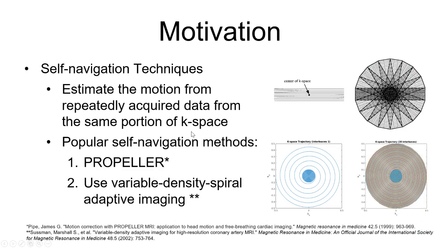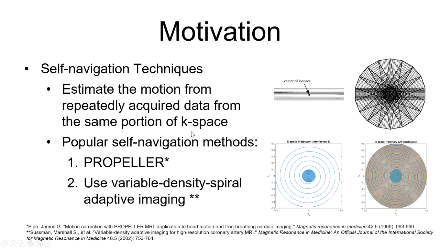From the perspective of MR imaging, a basic idea for motion correction is to acquire multiple MR image datasets and estimate the motion in between through pairwise comparison. Once the movement of the subject during the data acquisition process is estimated, we can undo the movement and correct motion artifacts. In this project, we mainly focus on self-navigation techniques. They estimate the motion from repeatedly acquired data from the same portion of k-space.